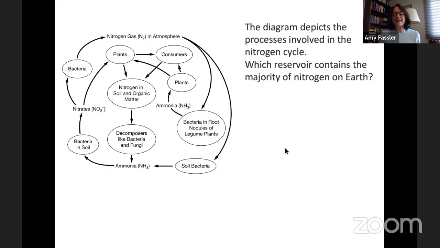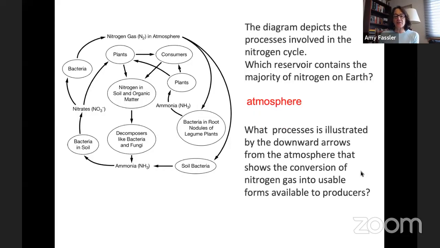You can't get that by looking at the diagram because I see reservoirs, but they're not quantified for me. So that's something I have to know: of the reservoirs listed, the atmosphere contains a lot of nitrogen. This next one is something where we need to interpret the diagram directly, and it's something they could ask me in an FRQ prompt. They could present me with the diagram and ask me about a process.